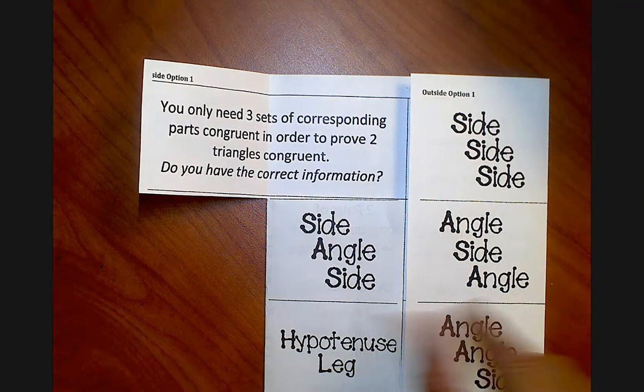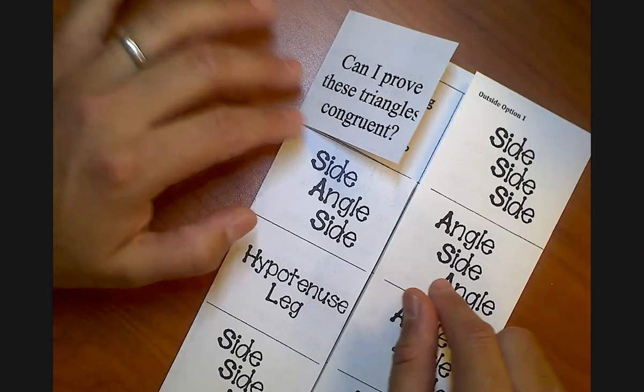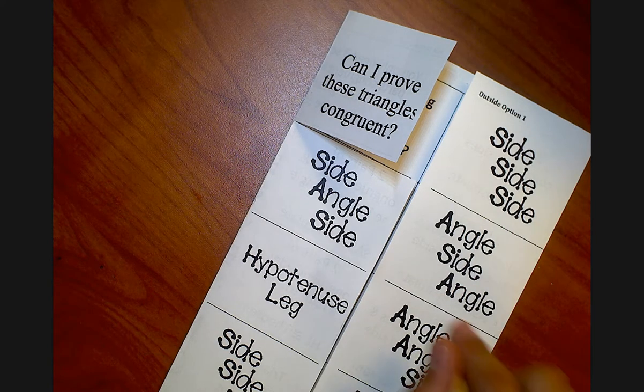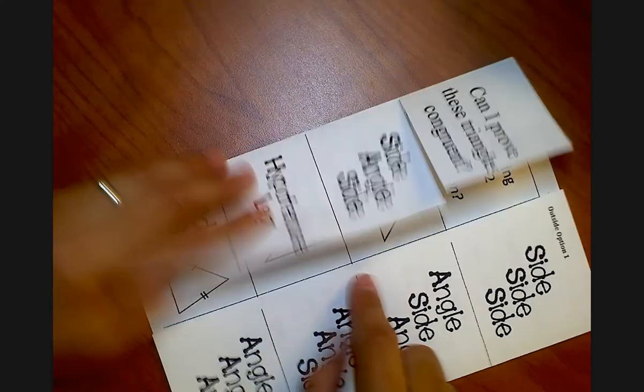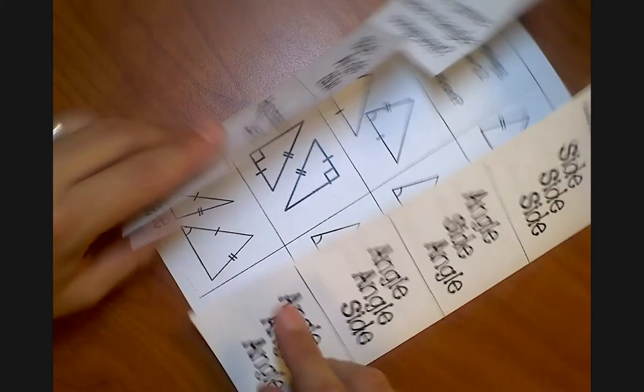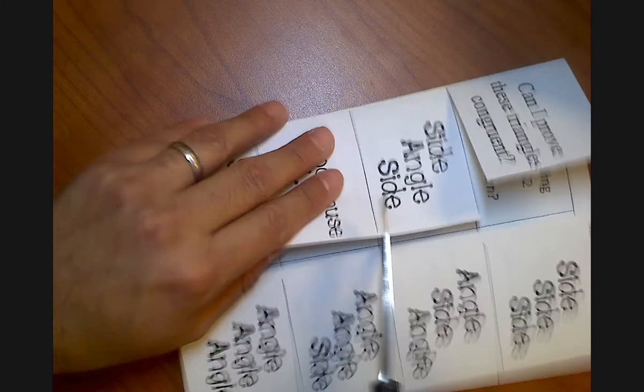Okay, so we're going to cut the windows on these. All of them. Make sure they line up. So we're going to cut these for each one.